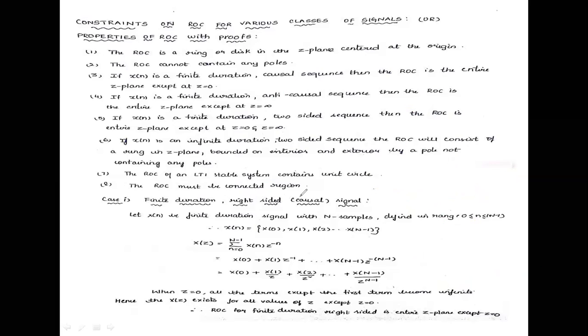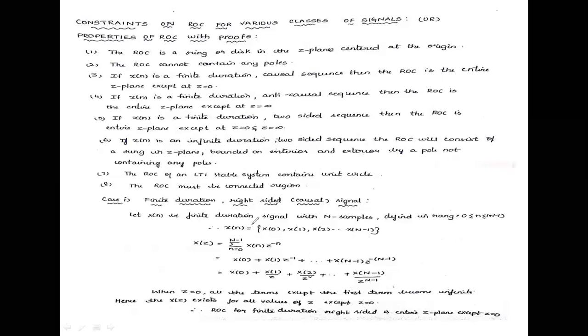And finite duration, the right-hand sided causal sequence. Right-hand sided means definitely that it is causal only. If there are values on the left-hand side, that is anti-causal. Right and left mean opposite values. Right-side values are causal, and if there are values on the left-hand side, you can call it an anti-causal signal.